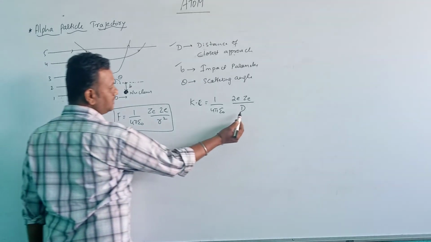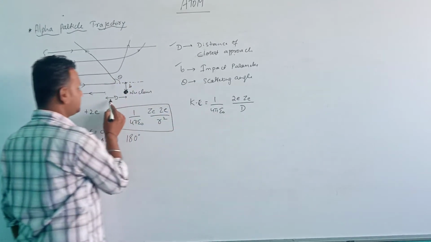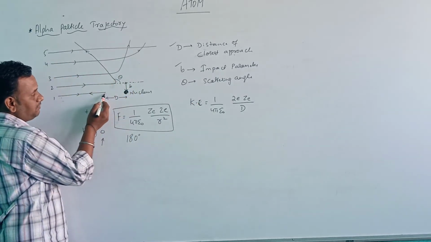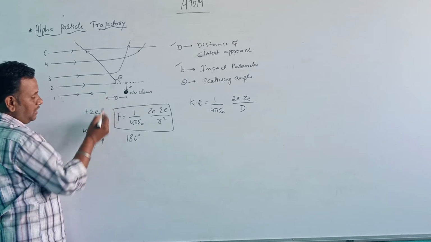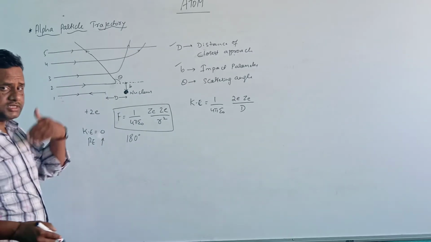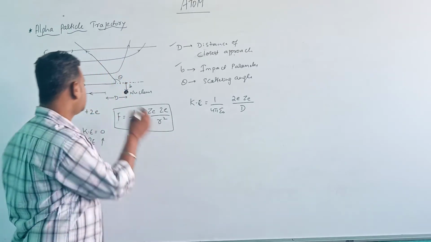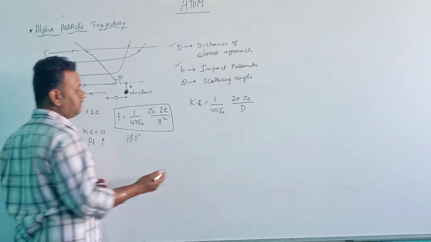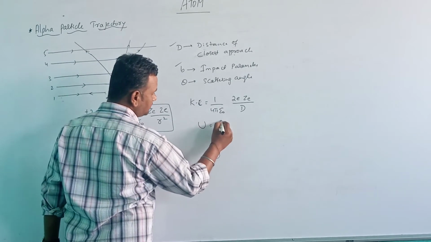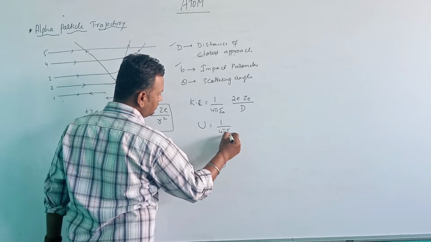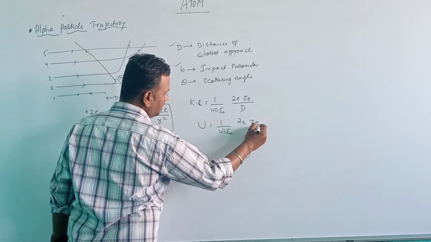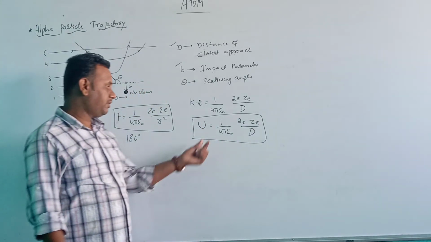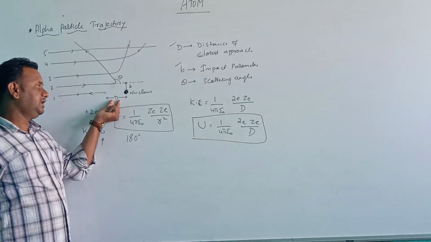Okay, so this d is nothing but distance, right? Since the kinetic energy becomes 0 here, at this distance the kinetic energy that is lost is the potential energy gained by the alpha particle. So we can write the potential energy as 1 by 4 pi epsilon, that is 2Ze squared divided by d. So this will be our potential energy of the alpha particle at a distance d from the nucleus, at this point.